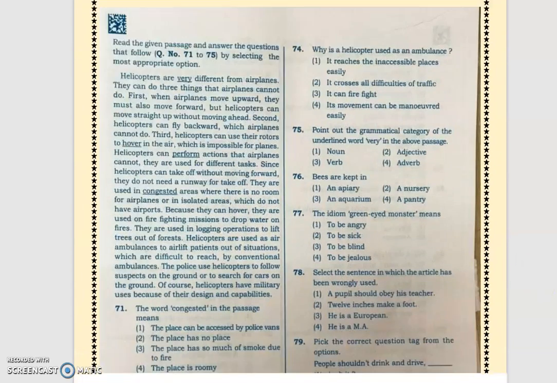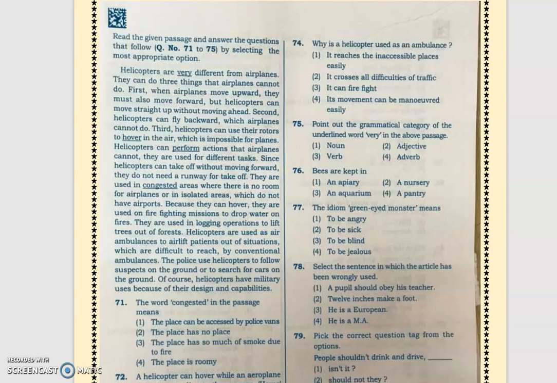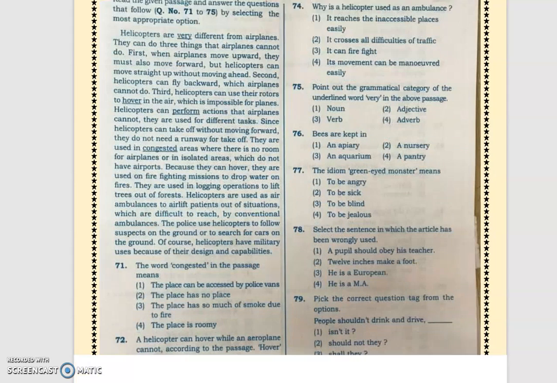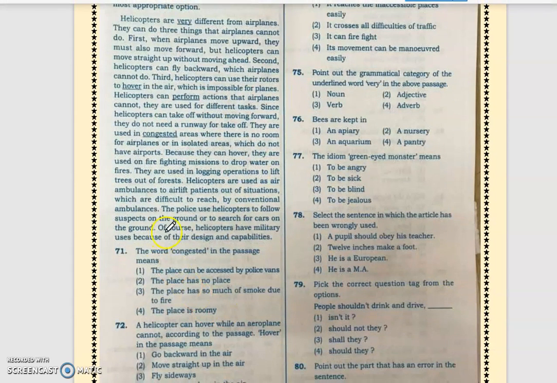Let's move on. 71. Now 71 to 75 will be answered from the passage about helicopters, which are different from aeroplanes. Now let's begin question 71. The word congested in the passage means, congested in simple English it means where it is very busy, a busy area that does not have space. So in the options here for question number 71 I have the place has no place.